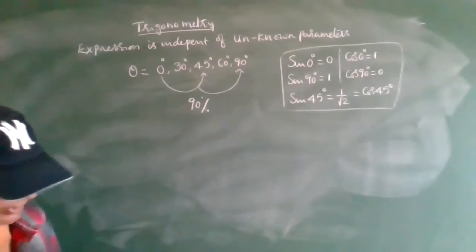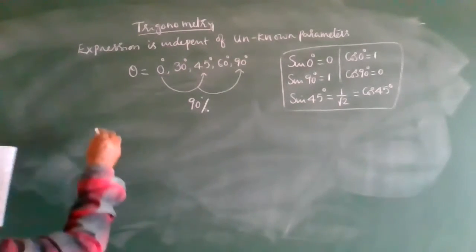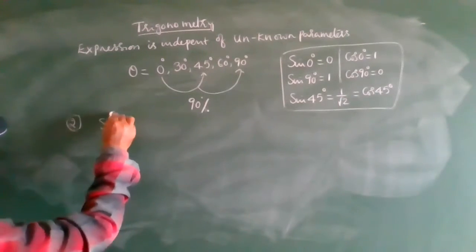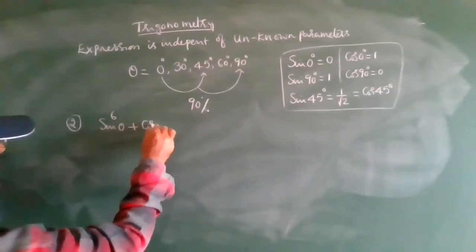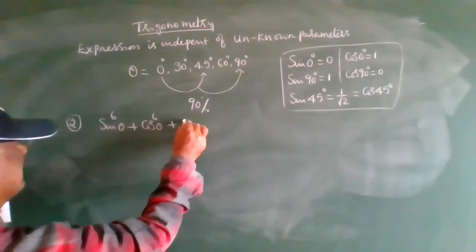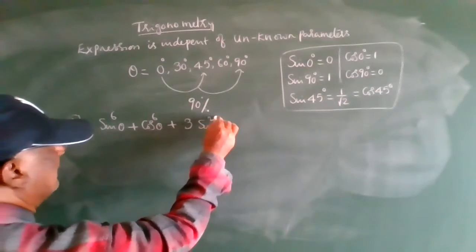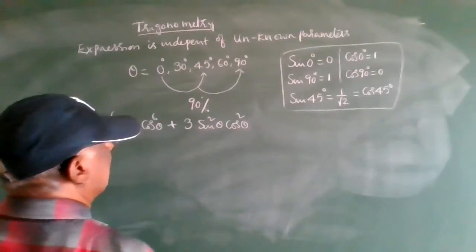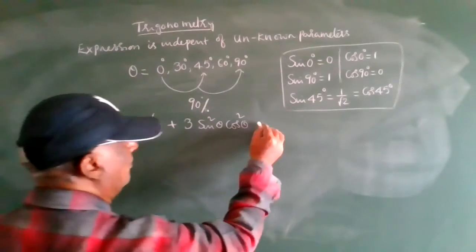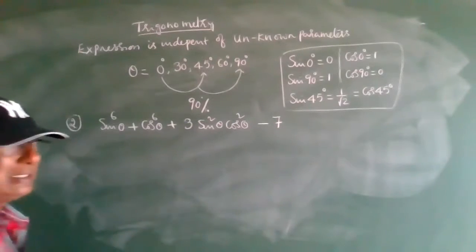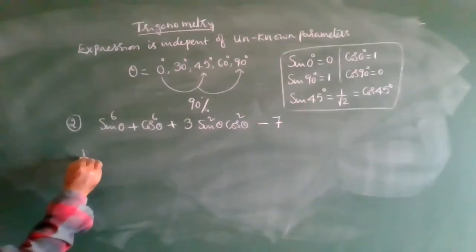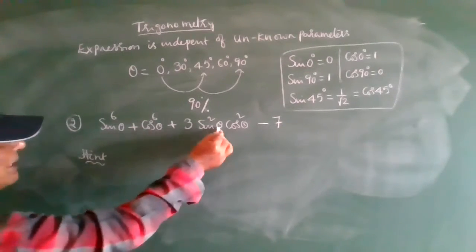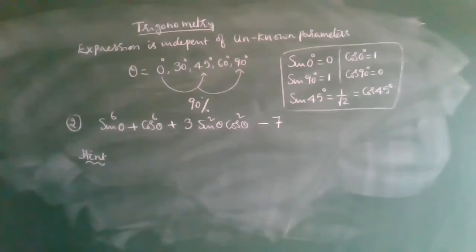The second problem is sine theta power 6 plus cos theta power 6 plus 3 sine square theta into cos square theta, minus 7, is the given problem. Here also the parameter is unknown. Theta is the unknown value.